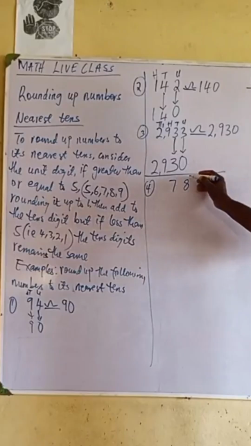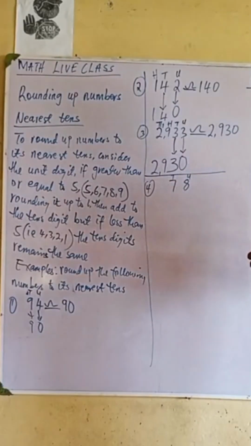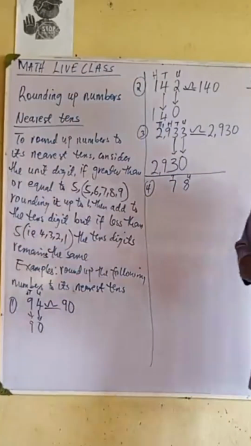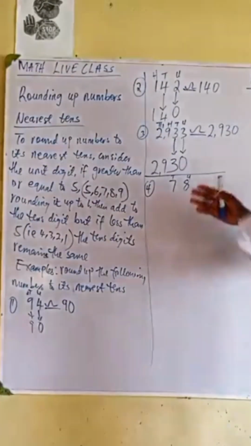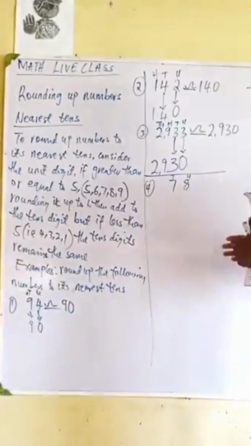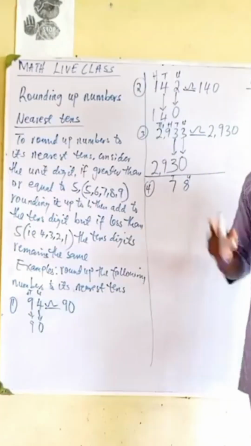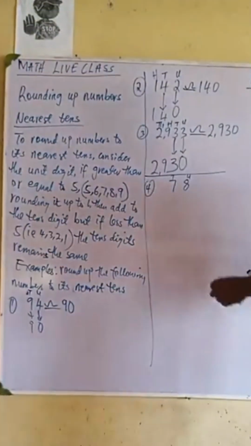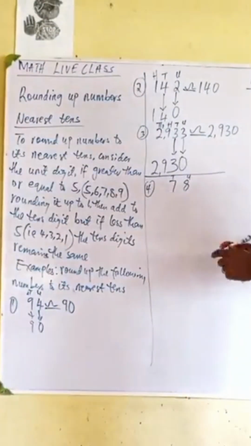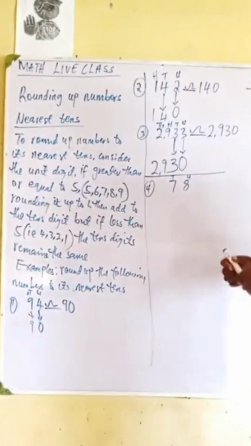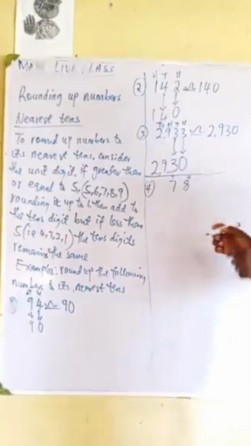So number 4, we have here 78. At this point, this is units, this is tens. Are you following? From our rules, when you're rounding up to the nearest tens, you consider the unit digit. If the unit digit is equal to 5 or greater than 5, you round up the number to 1 and add to the tens digit. But if less than 5, the tens digit remains the same, like what we have done here.